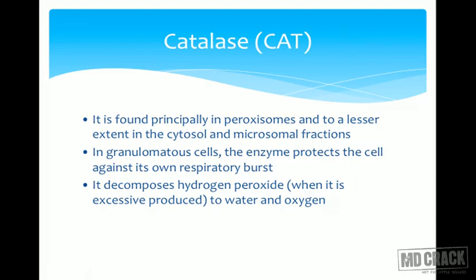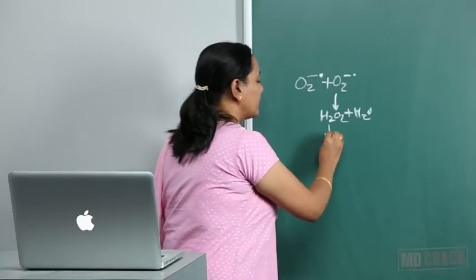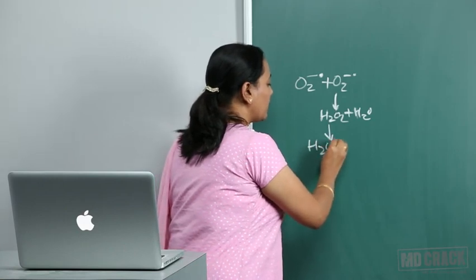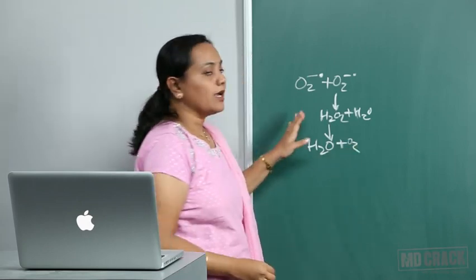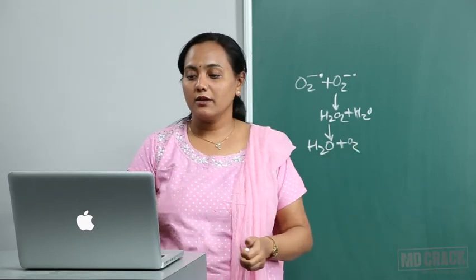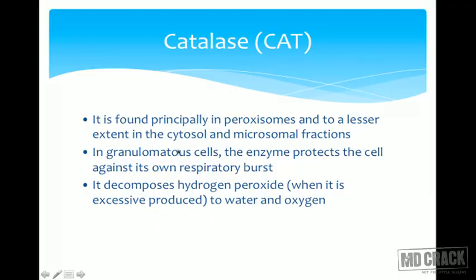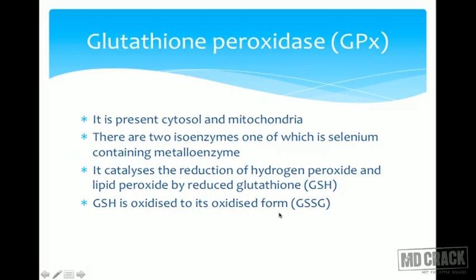Catalase is for the breakdown of hydrogen peroxide. Hydrogen peroxide to water plus oxygen can be done by catalase. Catalase is important in peroxisomes, and to some extent in the cytosol or microsomes. In granulomatous cells, the enzyme protects the cell against its own respiratory burst. It decomposes hydrogen peroxide to water and oxygen.